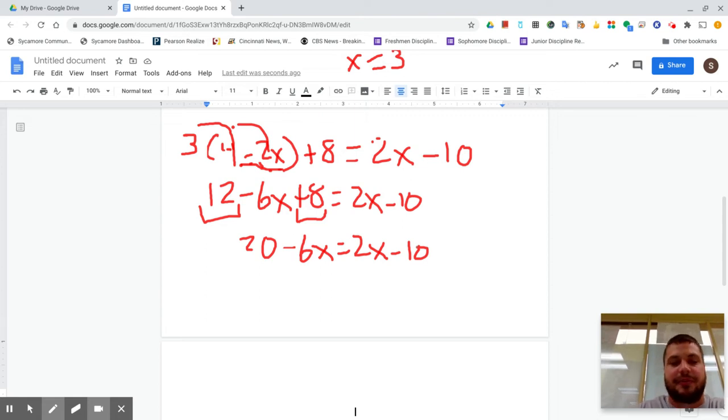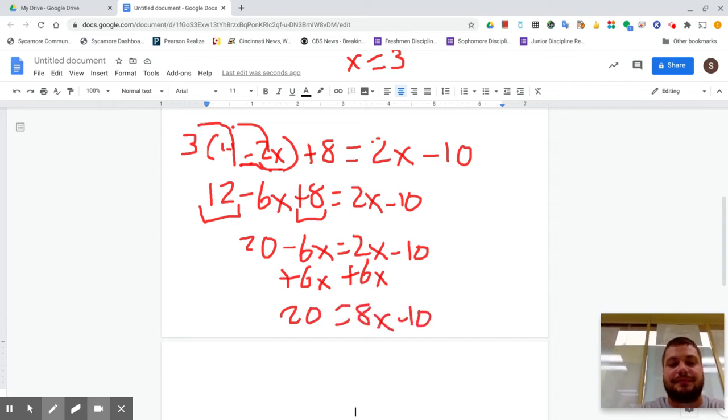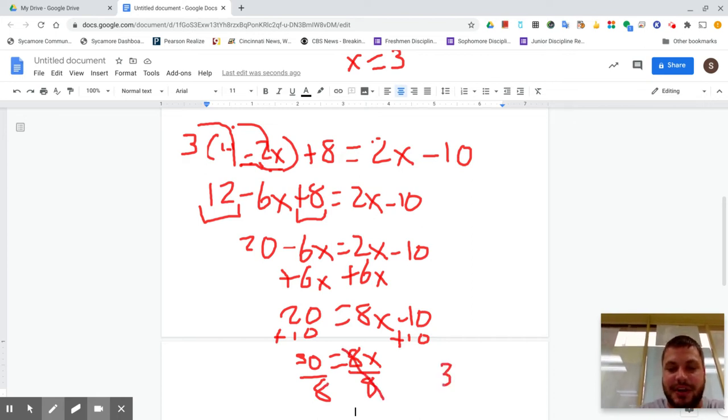All right, now I want to get my variables to one side. So I have x's on the left and right side. I'm going to do the opposite of negative 6x, which is add 6x to the other side. So now I have 20 equals 8x minus 10. Now I'm down to a two-step equation. Add 10. So I have that 30 equals 8x. I'll divide by 8. You could leave it like that, 30 over 8, or change it to a decimal if you would like. I could also reduce that down to 15 over 4 equals x. That decimal would be 3.75.